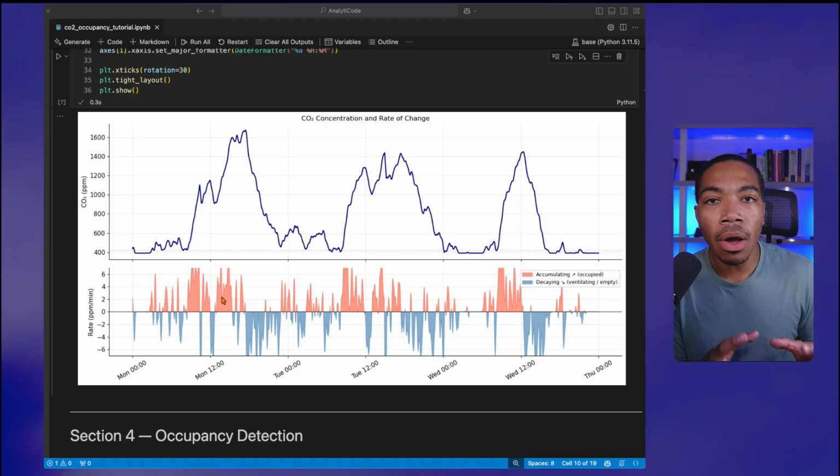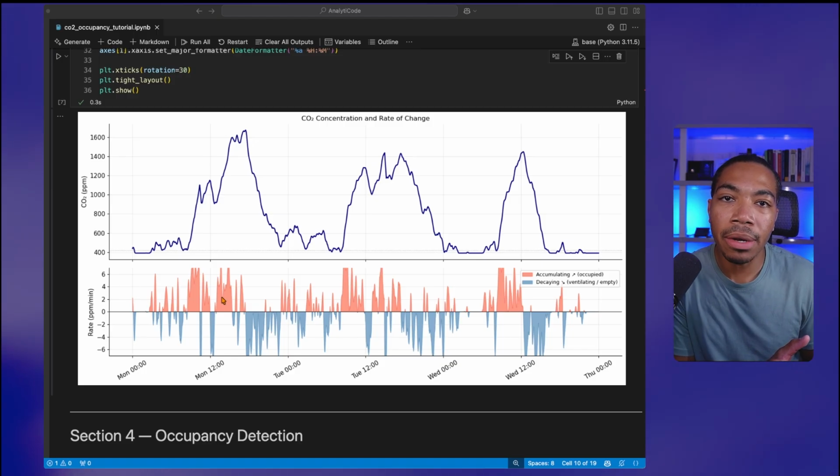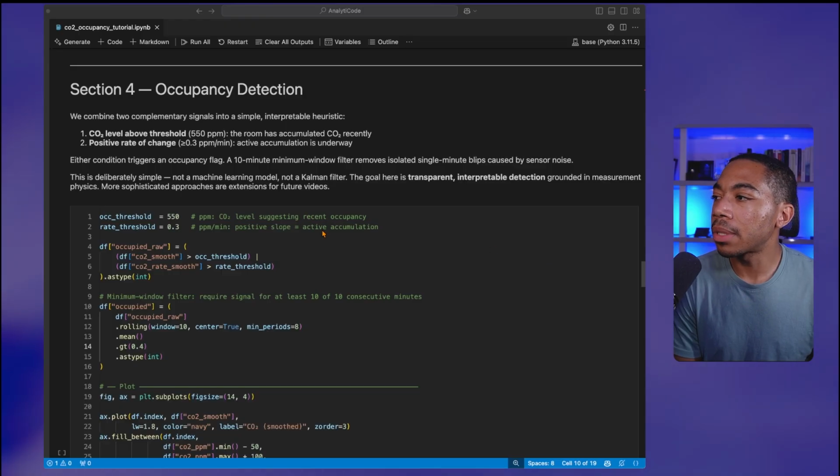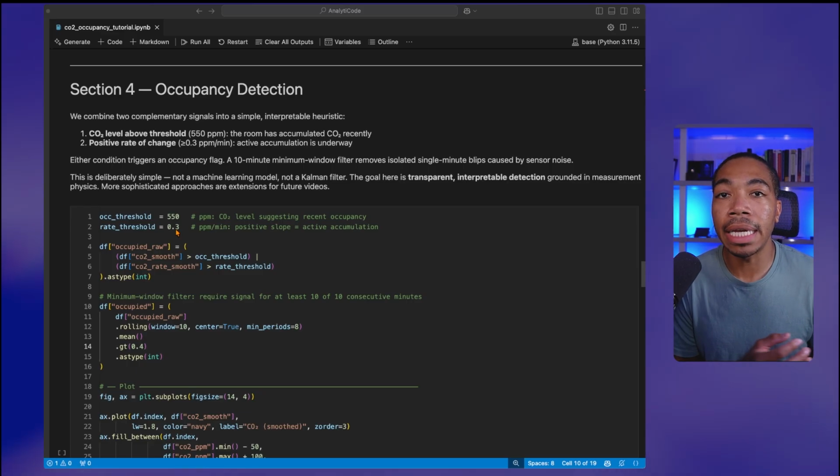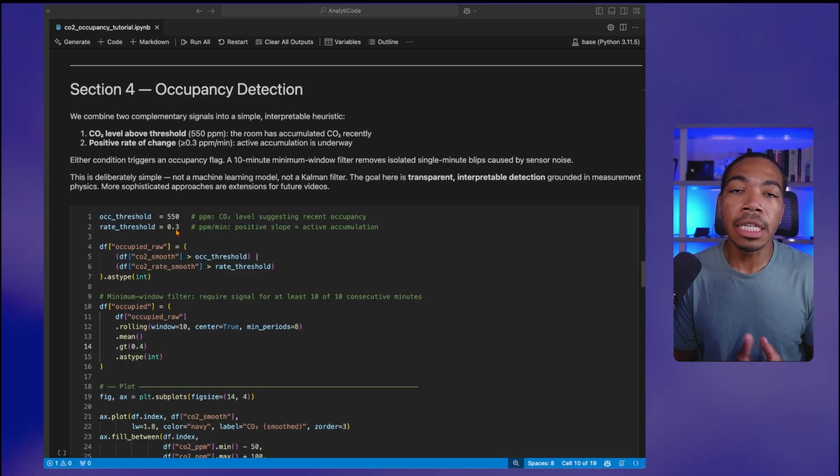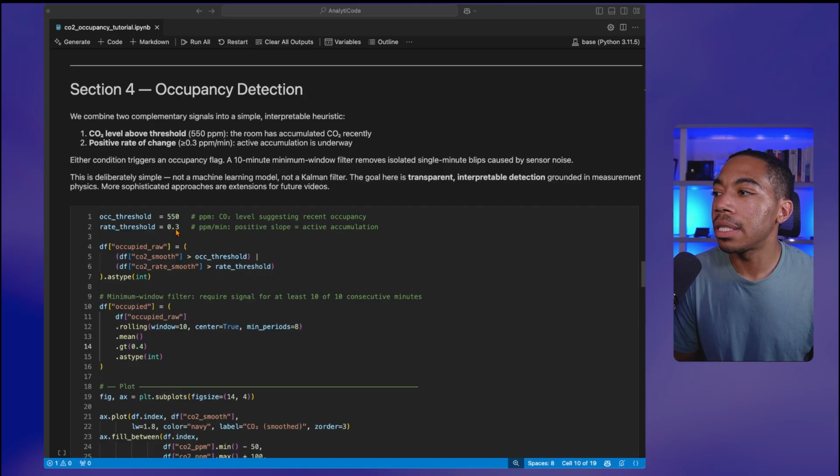And so even with all of this change in signal, we can start to see patterns that are emerging as a function of the workday. Now let's detect occupancy using a few rules or heuristics. I'm going to say the room is occupied if the CO2 threshold is 550, and the rate of increase is 0.3 parts per million per minute. Again, these are variables that we can adjust depending on how sensitive we want this sensor to be.